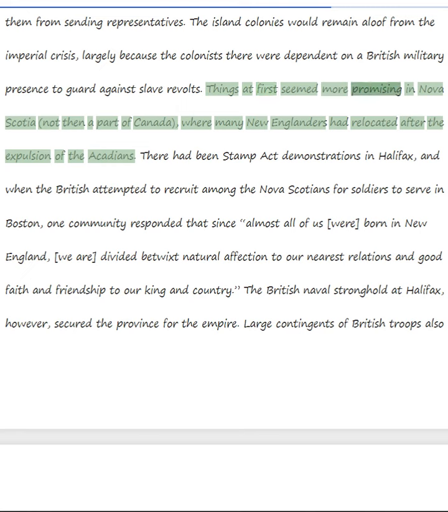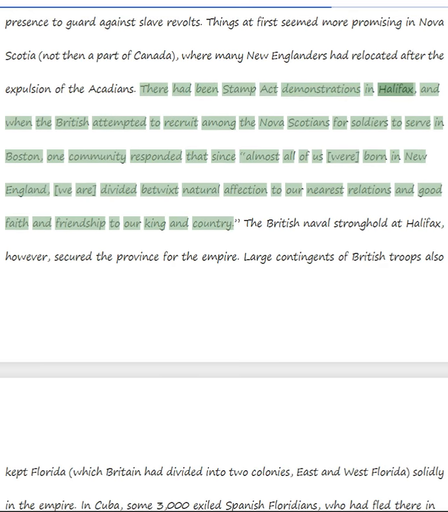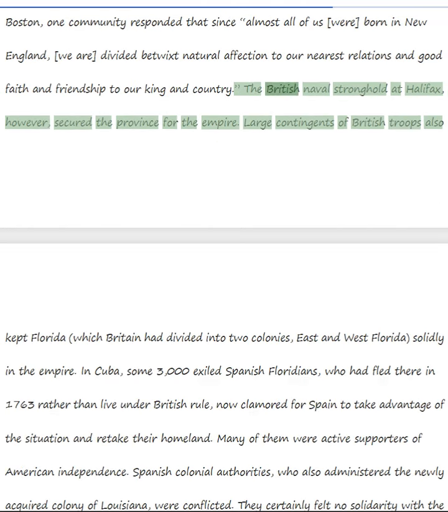Things at first seemed more promising in Nova Scotia, where many New Englanders had relocated after the expulsion of the Acadians. There had been Stamp Act demonstrations in Halifax, and when the British attempted to recruit among the Nova Scotians for soldiers to serve in Boston, one community responded that since almost all of us were born in New England, we were divided betwixt natural affection to our nearest relations and good faith and friendship to our king and country. The British naval stronghold at Halifax, however, secured the province for the Empire.